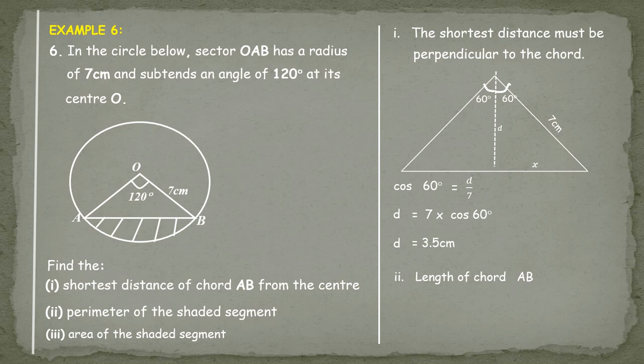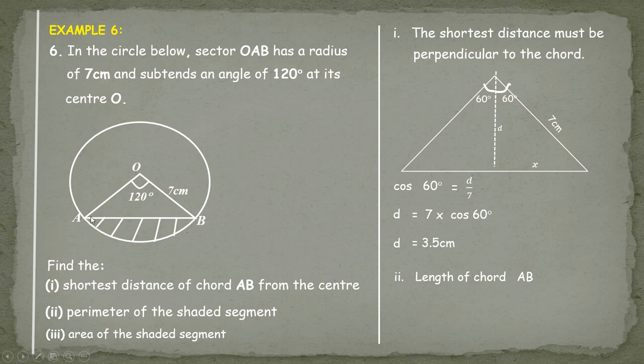Part 2: perimeter of the shaded segment. Now, this is the shaded segment. So the perimeter we are interested in, perimeter is the distance around the closed figure. So the perimeter I want of the shaded segment is basically this. I'll get this chord length AB, then I add the arc length here.